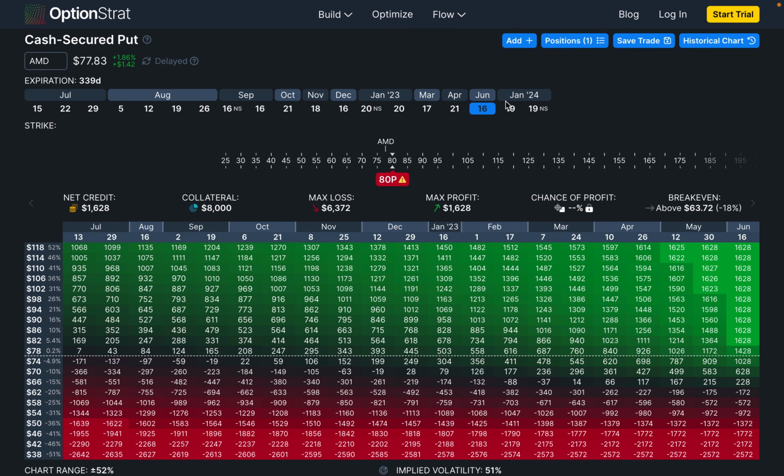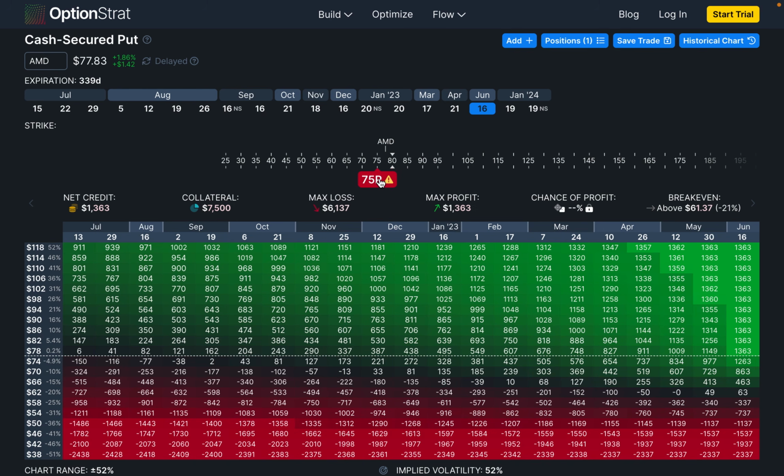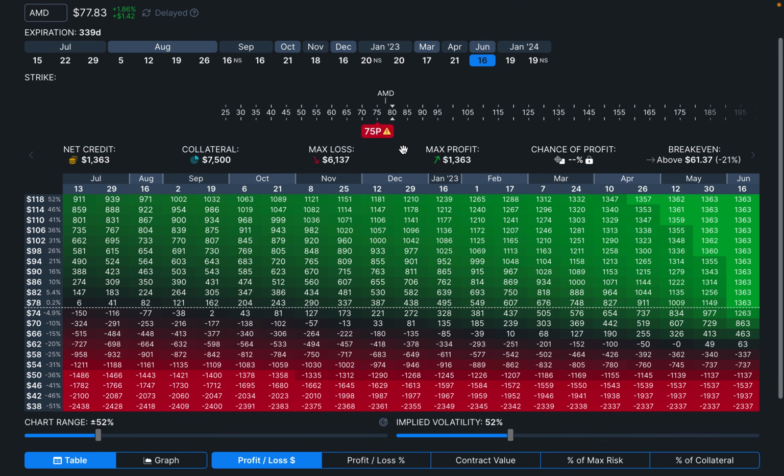We went out to June 16th, right? Because again, with LEAPS, it's usually at least a year out. June 16th, pretty close to a year. So we went out to June 16th. And then we said, okay, we want to sell an out of the money put option. So we chose the first one, which is a $75 strike. So this is what it would look like here, okay?